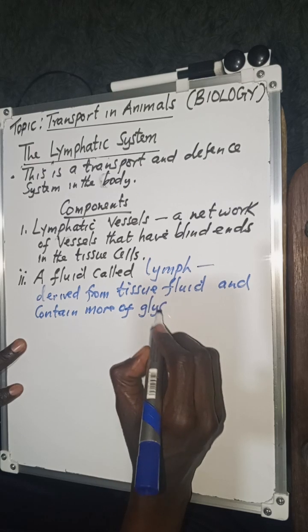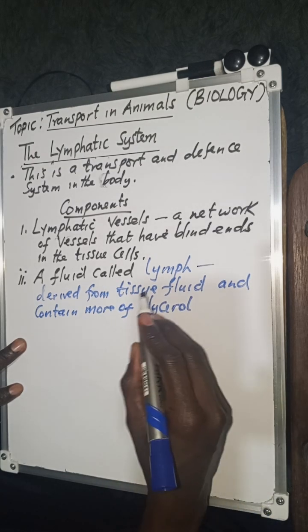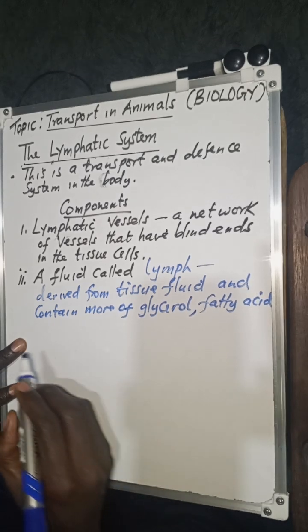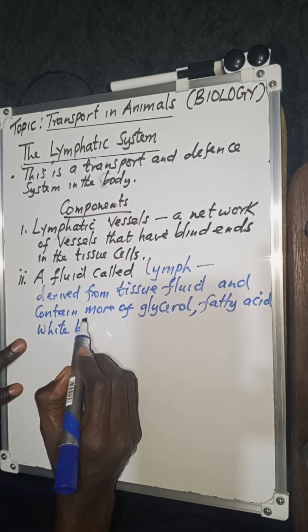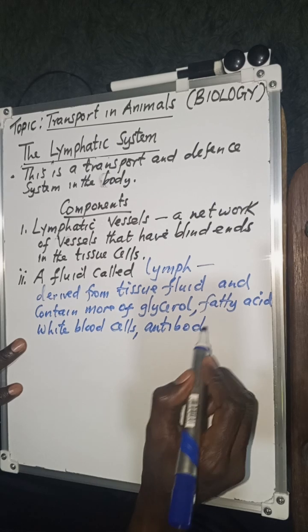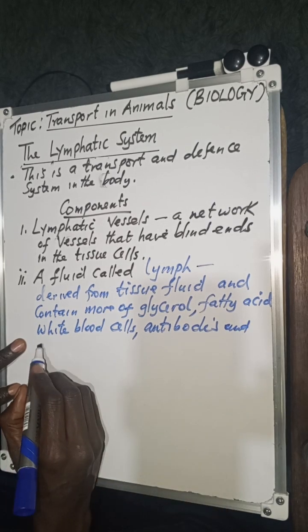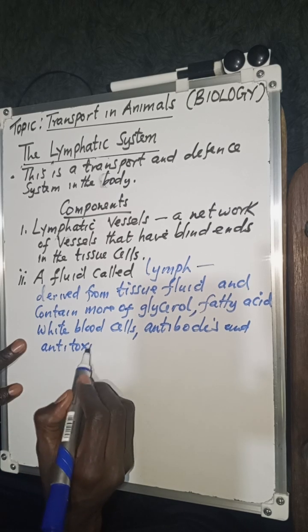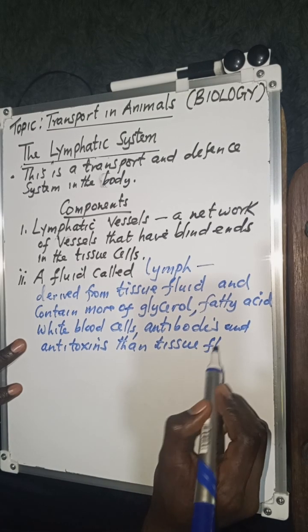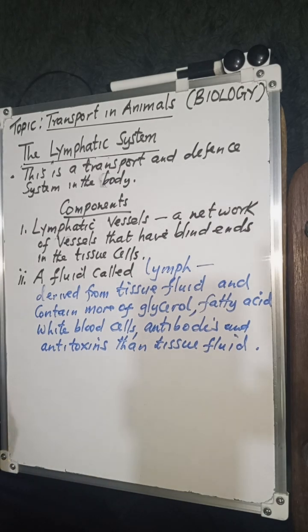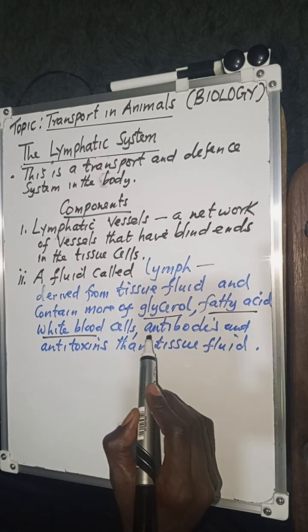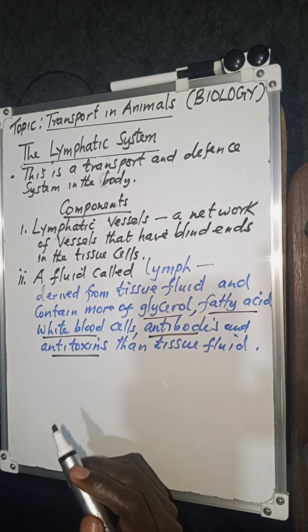glycerol than tissue fluid. It also contains fatty acids. It also contains more white blood cells. It also contains antibodies, a lot of them, and antitoxins. So it contains a lot of these components more than tissue fluid itself. So though it is actually derived from tissue fluid, it contains more glycerol, fatty acids, white blood cells, antibodies, and antitoxins than the tissue fluid itself.